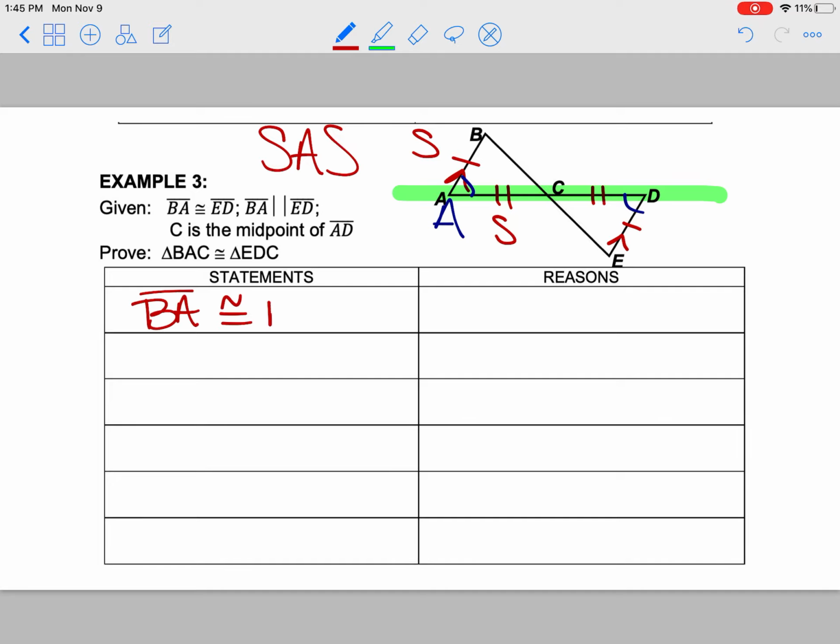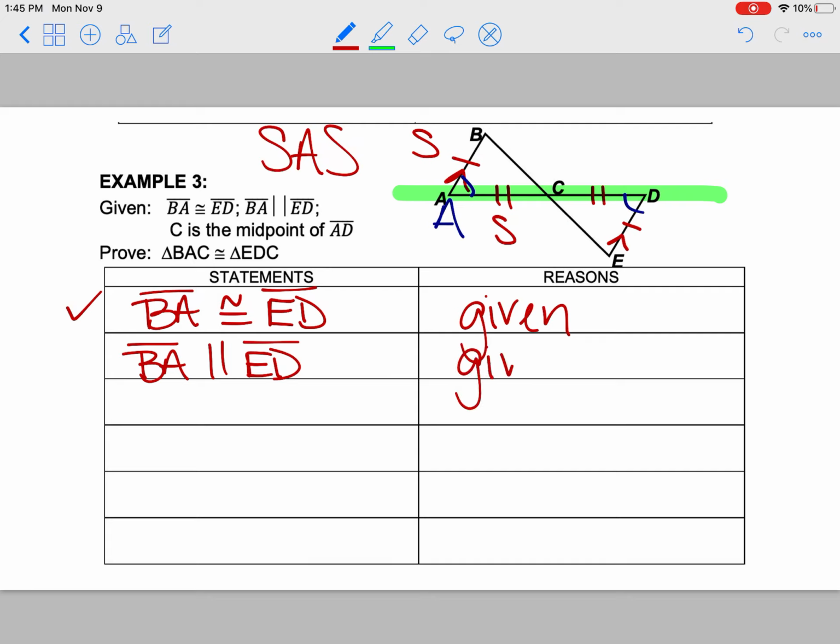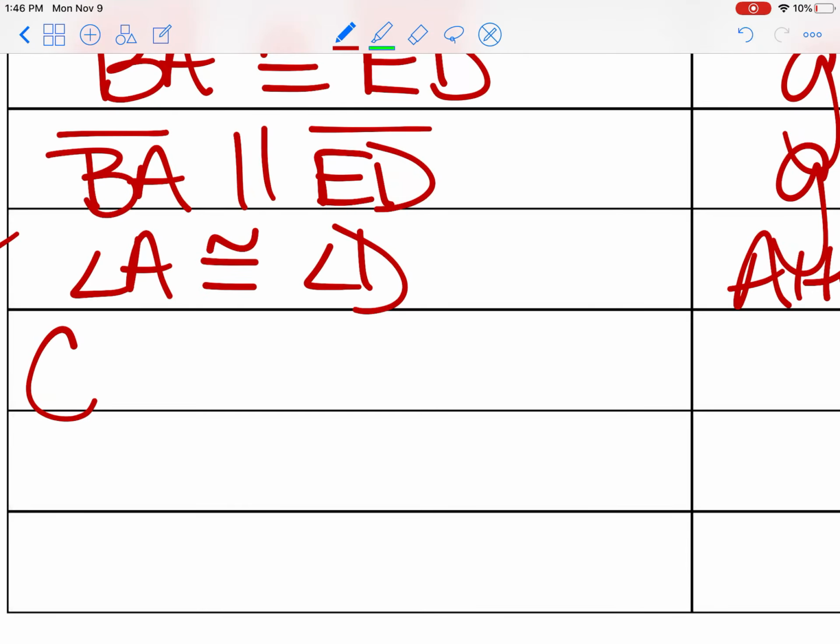So let's write these out here. Our first given was BA was congruent to ED, and that's given. Okay, congruency statement, so let's put a check mark. We were also given that BA was parallel to ED. That is not congruent, so it doesn't get a check mark. But what did we get from that parallel line statement? We now know that angle A is congruent to angle D because they are alternate interior angles. That's a congruency statement.